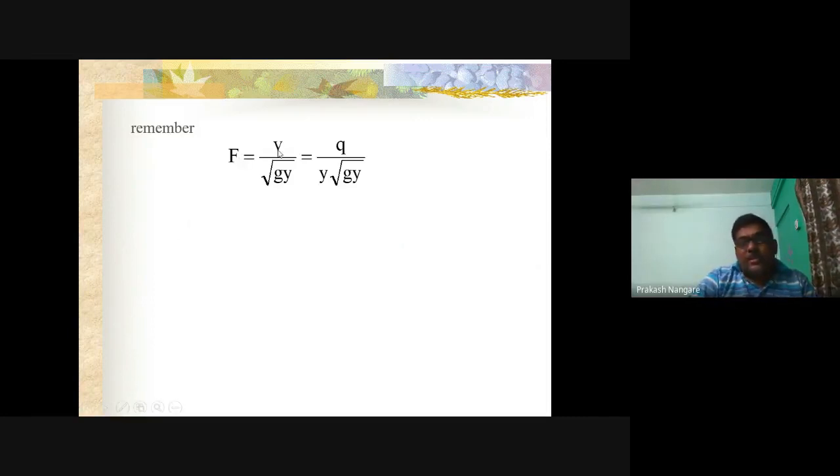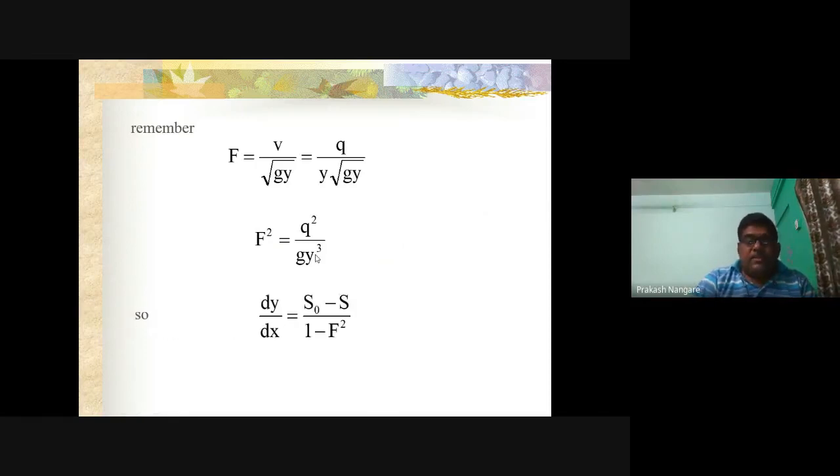So Froude number is nothing but the ratio of the inertia force to the gravity force. It is represented by this mathematical equation as v by root of gy, or q by y into root of gy. So Froude number, if you are squaring this, then this parameter becomes q square by g y cube. Then simplify this equation.